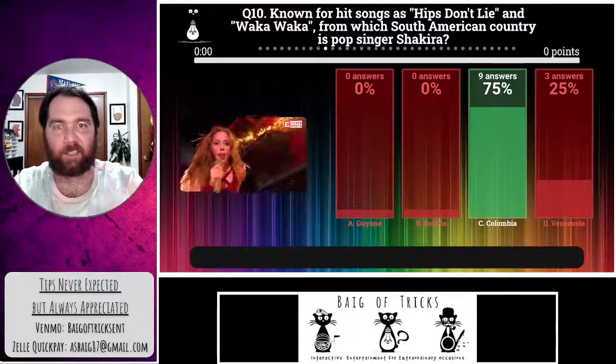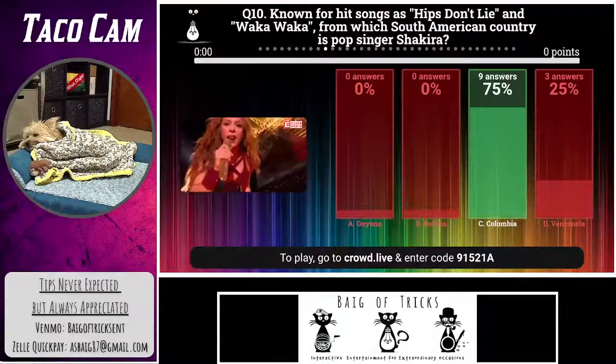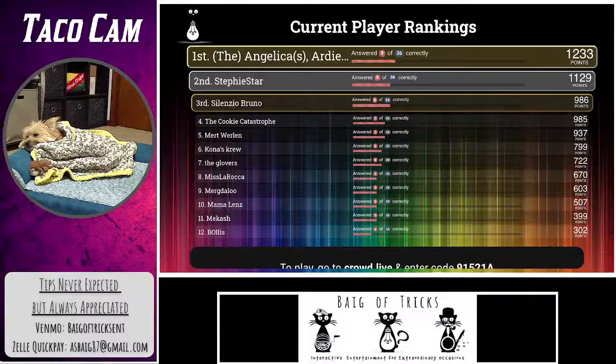So we're going to take a look at the standings. I'll throw Taco up here. I see some questions in the comments. I'm going to look at those. Everybody else, take a look. See where you're at. The Angelicas, Artie, and Winnie have jumped up into first. Steffi Star still in the top 3 in second. And Silencio Bruno is in third. Everybody else, take a look. See where you're at.